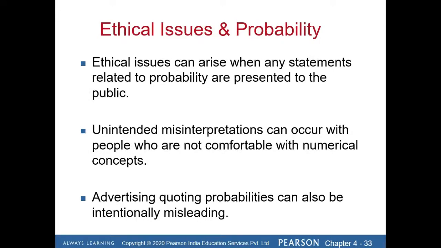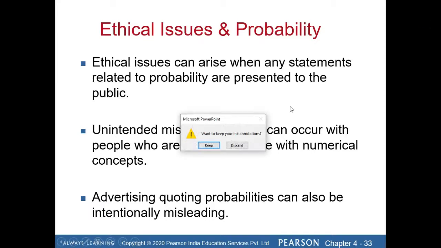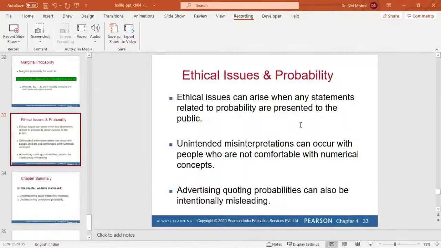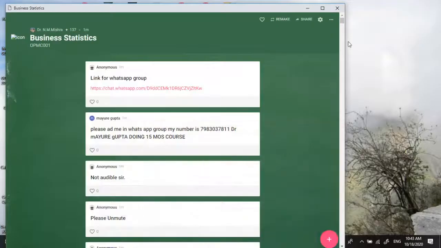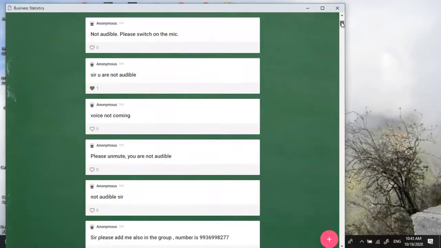Now coming to the last topic of the discussion, as I told you, Bayes theorem. We are going to take you to Bayes theorem, which is given in your book also. All of you open the Excel sheet now. We completed the discussion. You see here on the Padlet platform, I have.